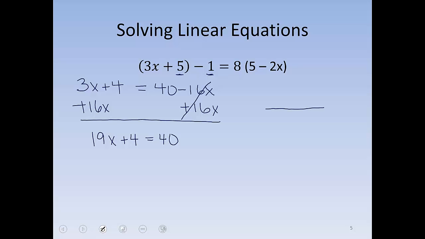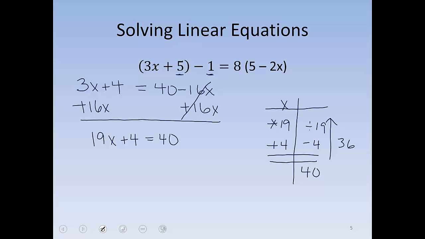I'm going to make the chart because I'm going to continue in the manner I started. And that would be what happened to x. We multiply by 19, and then we added 4. The result was we got a 40. Working my way back up, I will subtract 4 and get 36, and I will divide by 19. 36 is not divisible by 19, so we can leave our answer as 36 over 19, and it cannot be reduced.